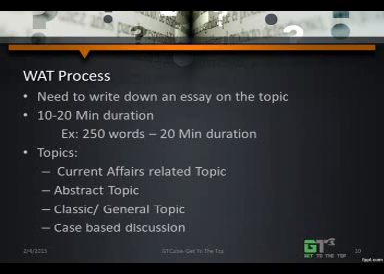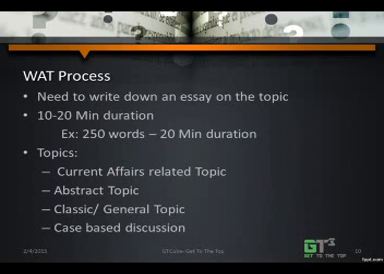Then moving ahead, the VAT process is very similar to GD, except that you have to write down. So it's an essay basically. Different schools like IIMs and other schools have different lengths for an essay and different durations. No one actually asks you to write this many words. Maybe you might have an upper limit.